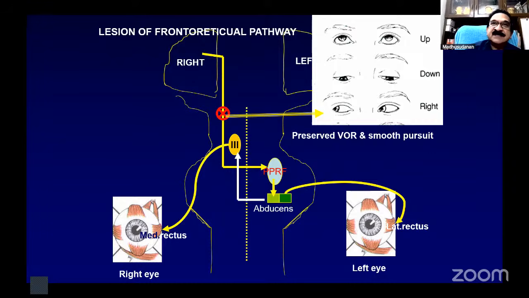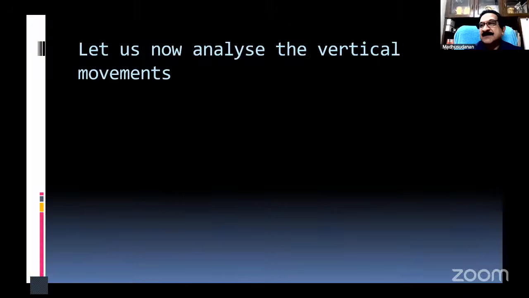Is it clear to you now how this differentiates the gaze palsy due to the various sites of lesion? Yes, sir. Okay. Now we'll go to the next part. Now the horizontal palsy is settled.